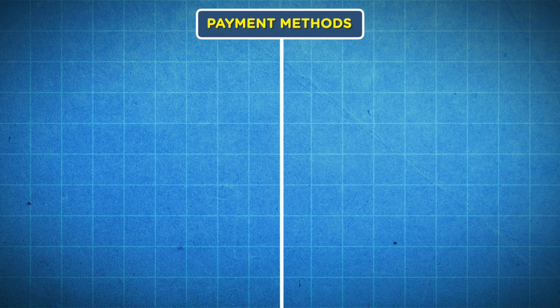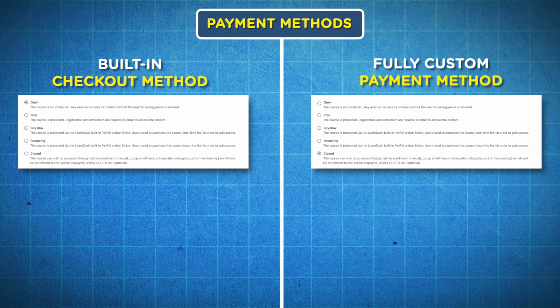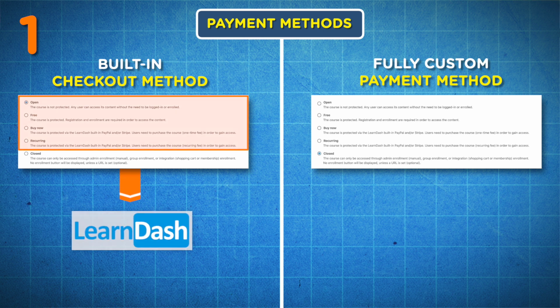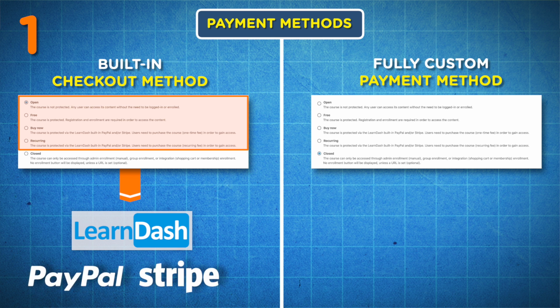When it comes to payment methods using LearnDash, you have two different paths that you can take, and it all depends on the access mode that you choose. If you choose the open, free, buy now, or recurring options, then the payment is taken care of by LearnDash automatically. LearnDash will use PayPal or Stripe and then take the student straight to the course afterwards.